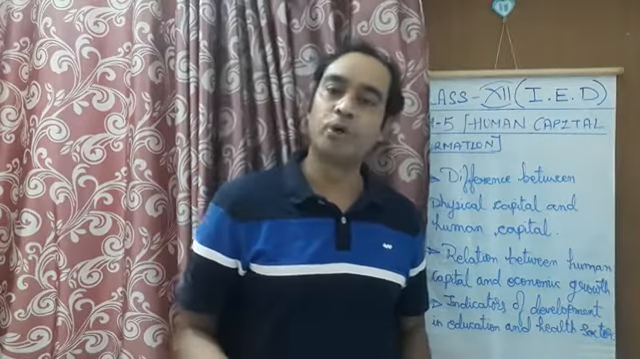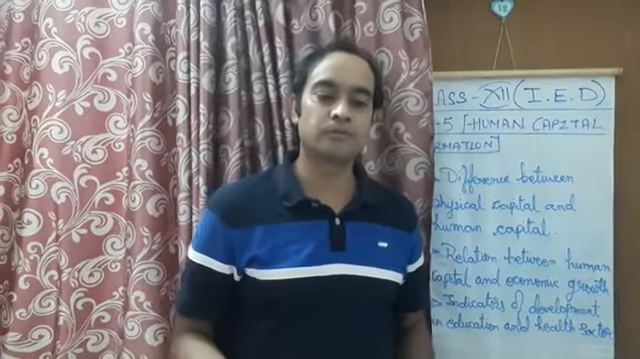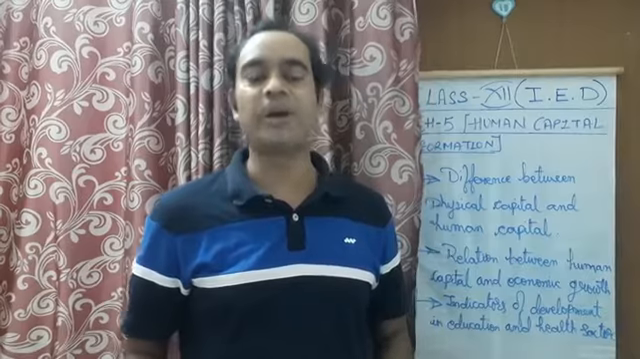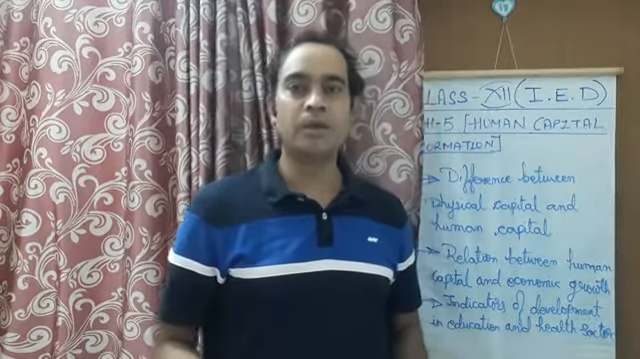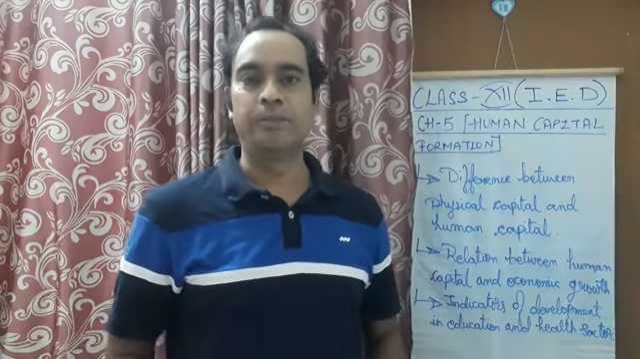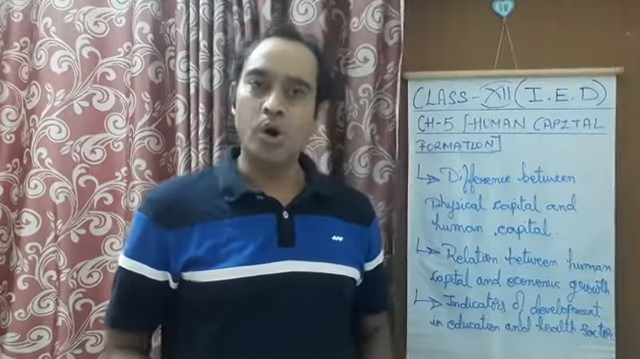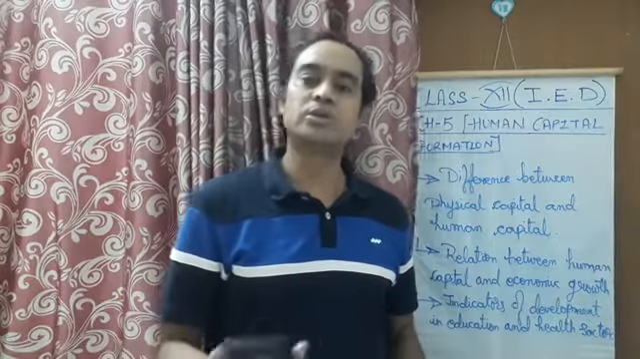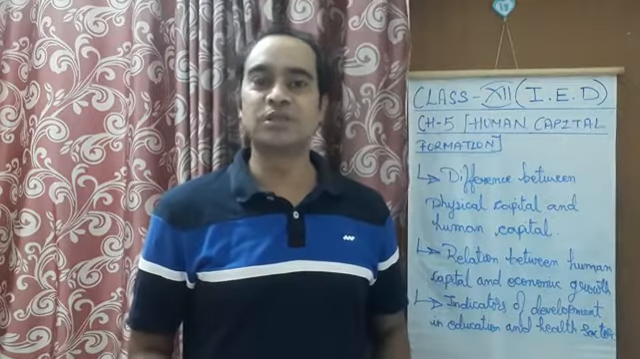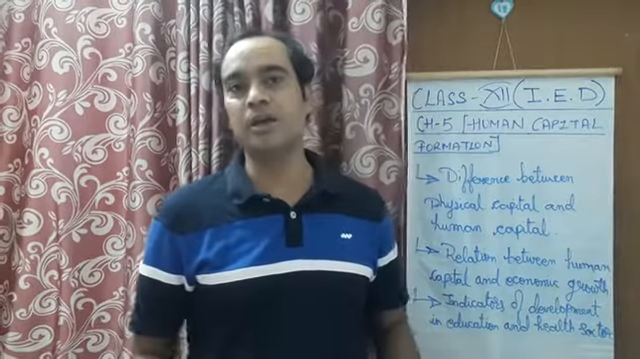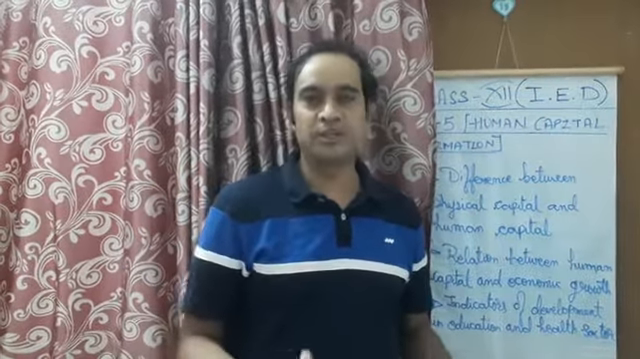Next is the third point. Physical capital depreciates over time due to continuous use or due to change in pattern of demand. Physical capital may depreciate when it is used continuously. For example, if a machine is used in a particular company to produce goods and services, then year by year its value will decline due to its continuous use.